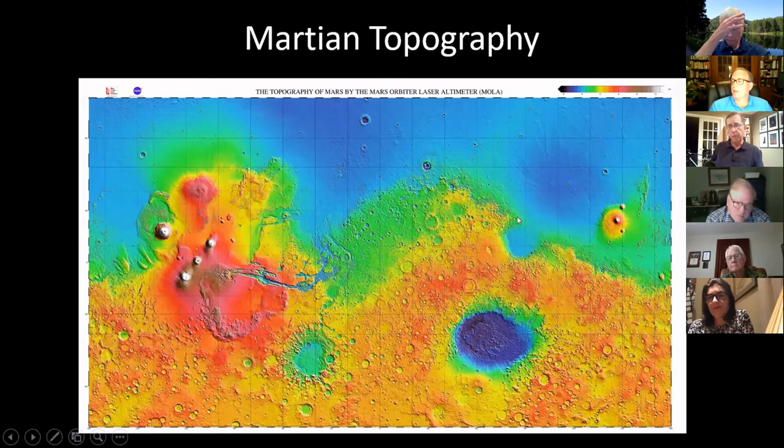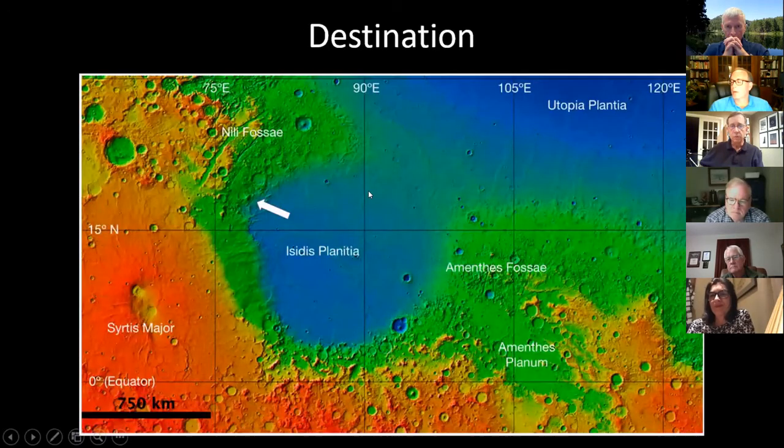But way over here to the right, you see the circular feature right here. This is Isidis Planitia. This is our destination, the Mars 2020 mission. It looks like a possible impact feature long ago. Zooming in a little bit, you can see that we're going to be landing in a place called Jezero Crater. It's on the western shore of Isidis Planitia.